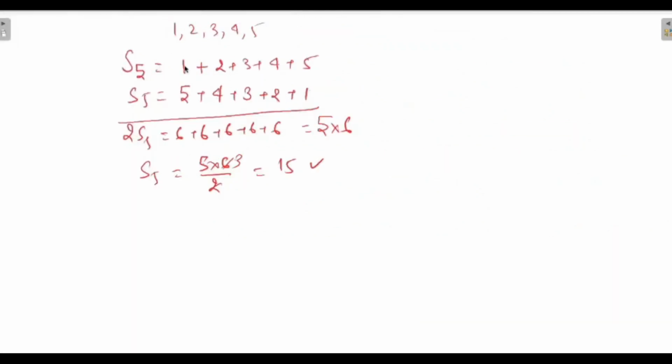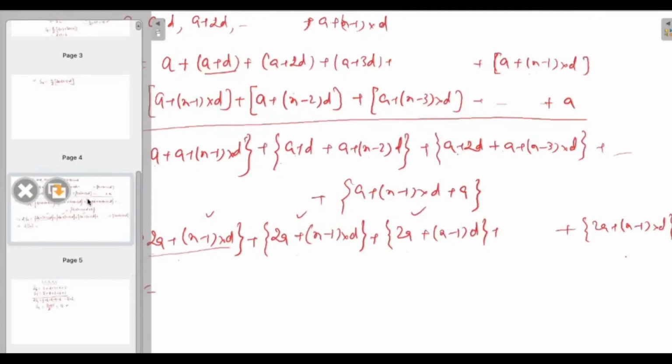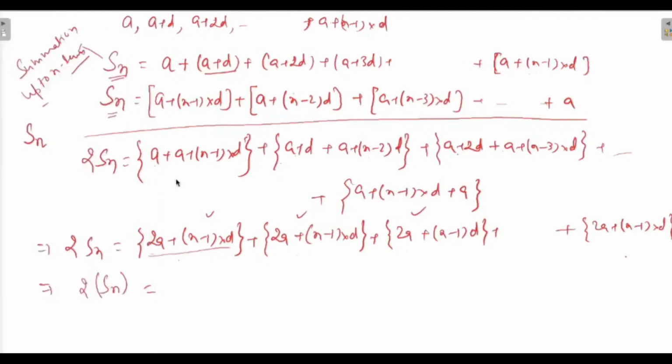If I'm summing up, 1 plus 5 is 6, 2 plus 4 is 6, 3 plus 3 is 6, 4 plus 2 is 6, 5 plus 1 is 6. So how many times did I have to write 6? 1, 2, 3, 4, 5. 5 times. Why? Because there are only 5 terms in the AP. Similarly, over here, I had n terms in this AP. So I will write 2A plus n minus 1 into D n times, because this term is repeating n times. This is the first time, this is the second time, this is the third time, and this is the nth time. So that is why I've just multiplied it with n and then put n into 2A plus n minus 1 into D.